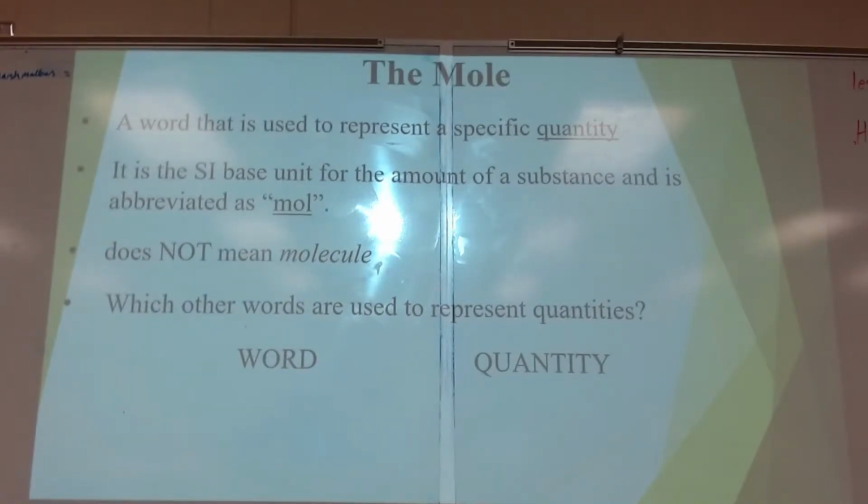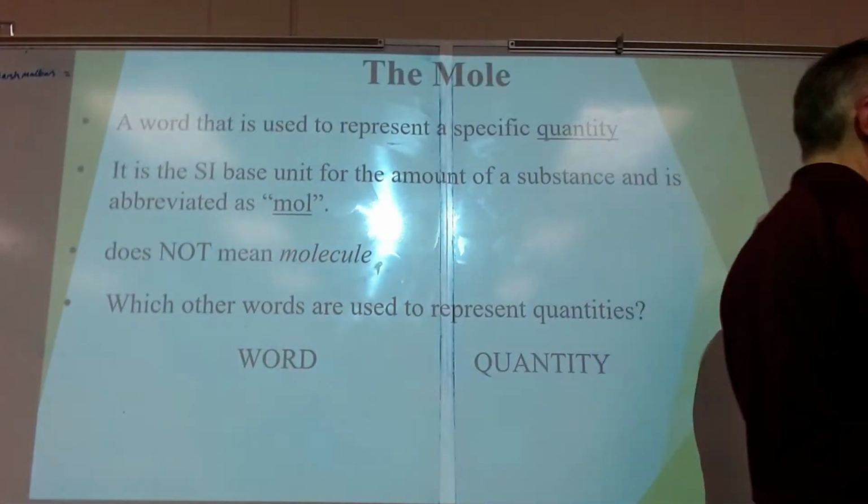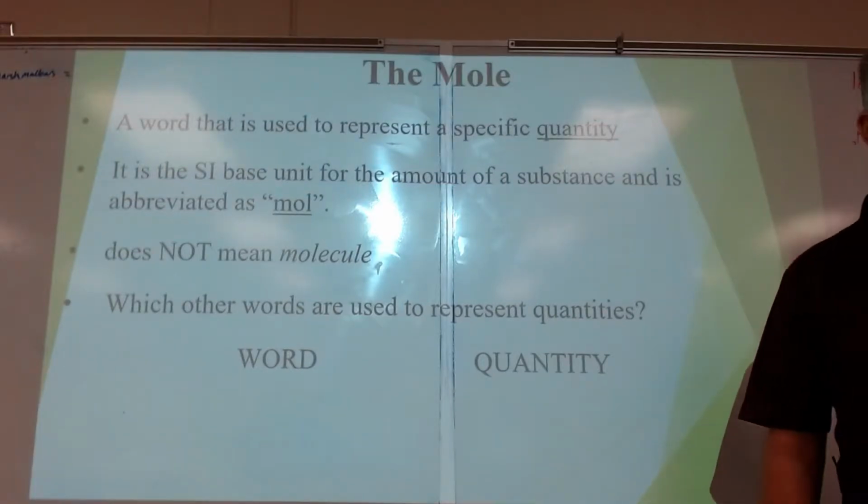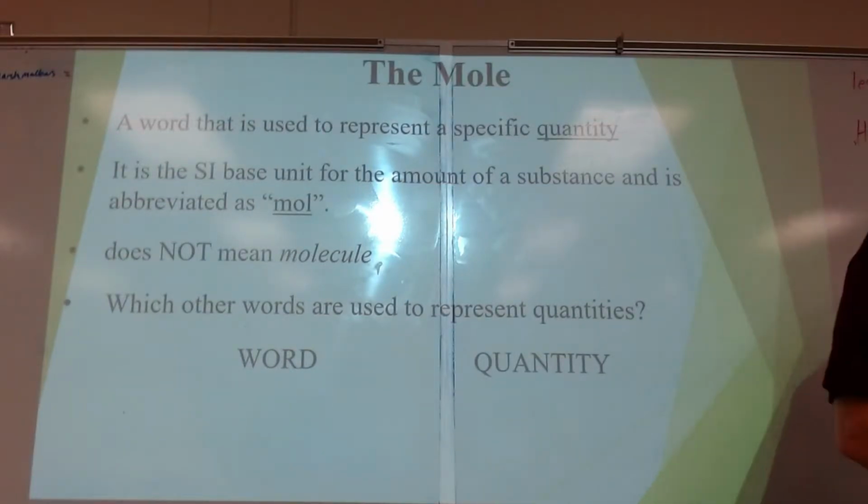The mole is simply a word that represents a specific quantity. This quantity happens to be 6.02 times 10 to the 23rd. We do tend to abbreviate it as mol. You kind of need to get used to that. You also need to remember that mol does not mean molecule. Don't get confused.